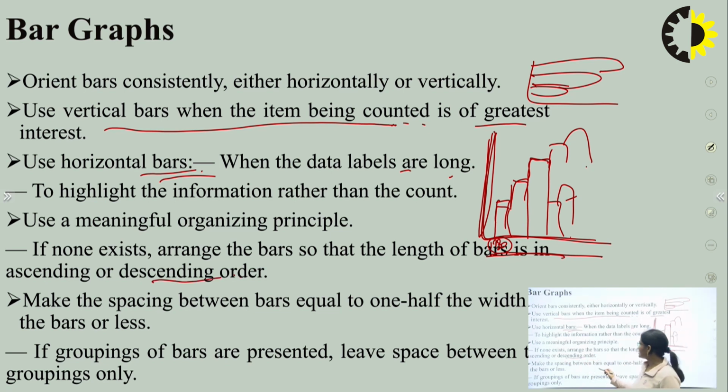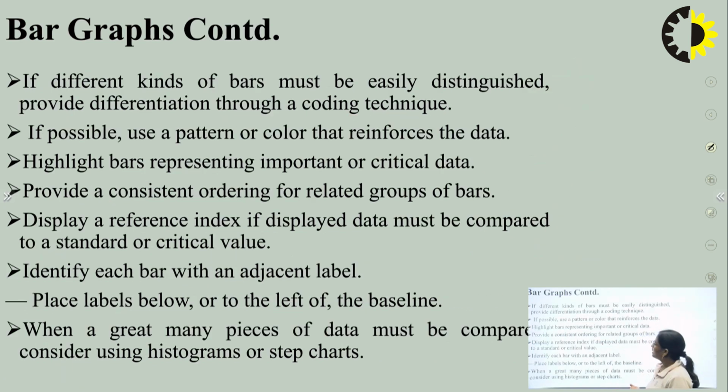Okay. Make the spacing between bars equal to 1/2 width of bar or less. This is also one of the important points. Then if grouping of bars is presented, leave space between the groupings only. If there is a grouping available, then we have to show the space between groupings, not between the data. Then in a bar graph, if different kinds of bars must be easily distinguished, provide differentiation through a coding technique. Coding technique means if this is the bar, this is one code. Second code is this one.